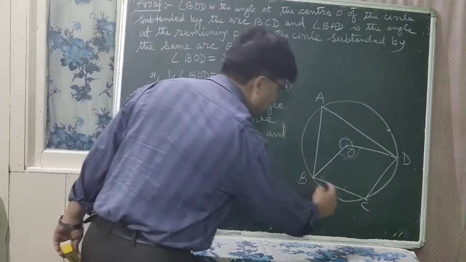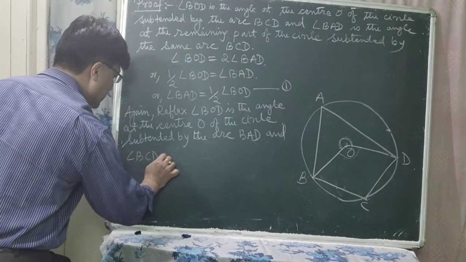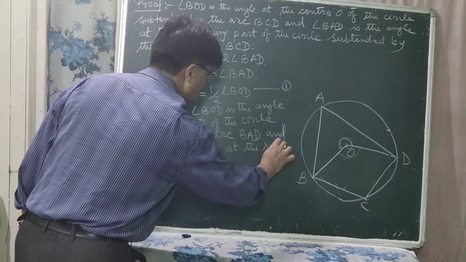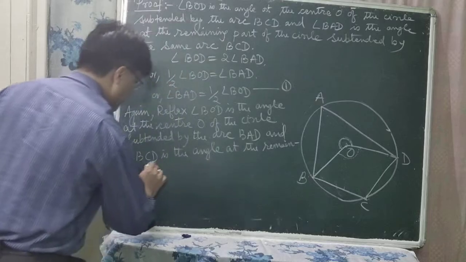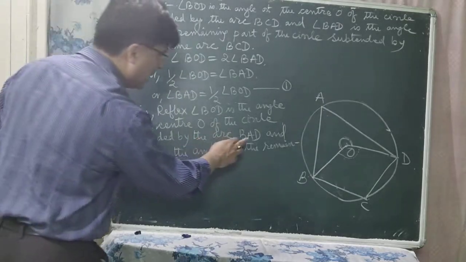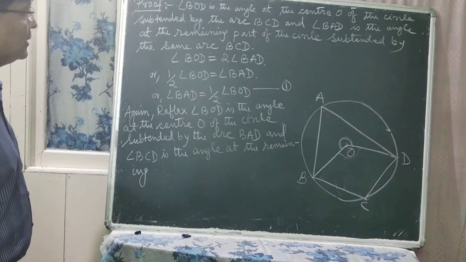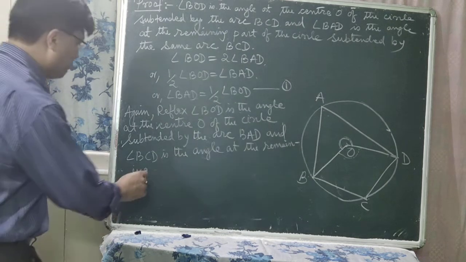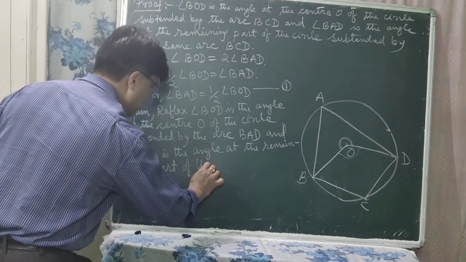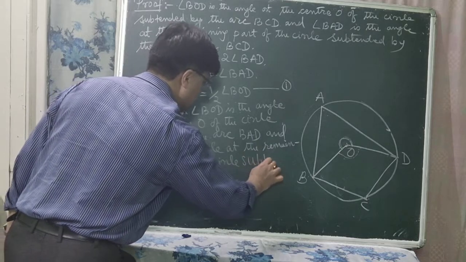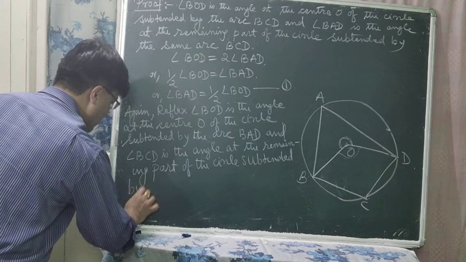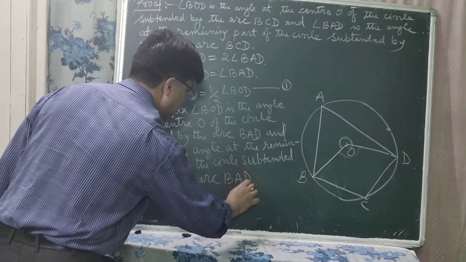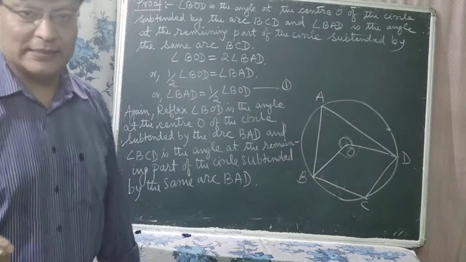And now let us take this angle BCD, and angle BCD is the angle at the remaining part of the circle, since there is no space here, so I wrote it here, subtended by the same arc BAD. Okay, is that understood now?